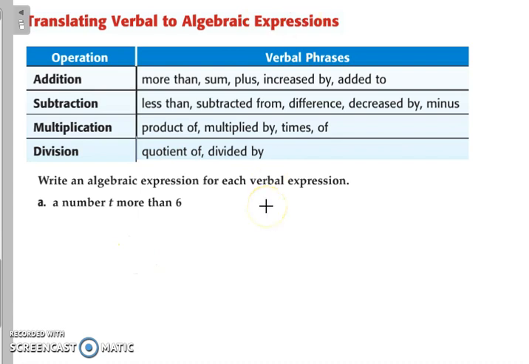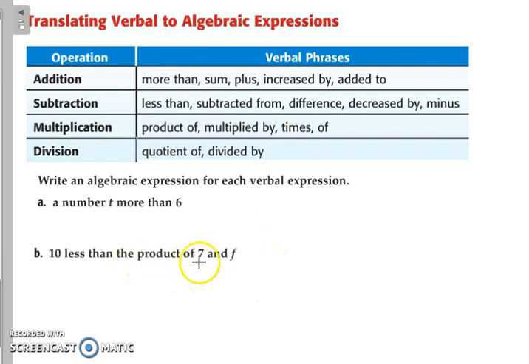So we can go the other way too and write an algebraic expression for each verbal expression. So here we have a number t, so they've defined a variable for us, and more than 6. So we can either write 6 plus t, or knowing the commutative property, this could also be written as t plus 6.